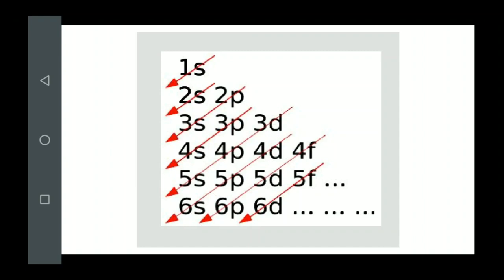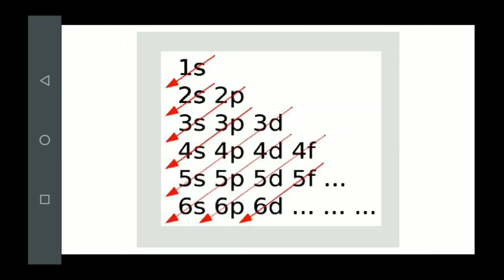Okay, what happens in lanthanum? Lanthanum is not an f block element. Why? Because in lanthanum the 57th electron goes into the 5d orbital instead of going into the 4f orbital. According to Aufbau, it should have gone into 4f, but it went into 5d. That is why it is kept under the d block elements.